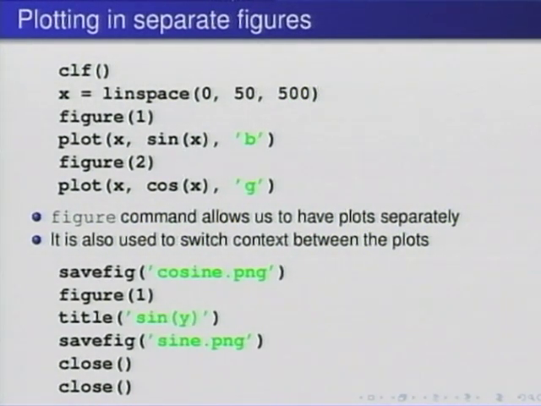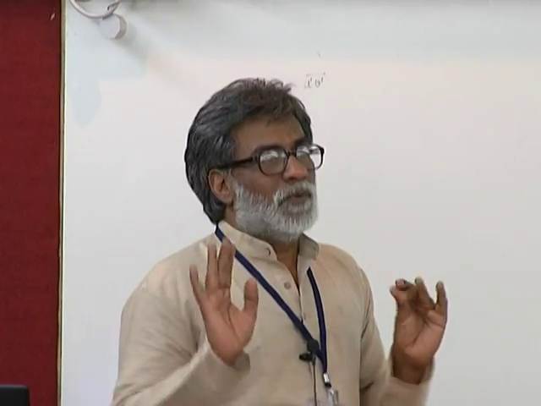Figure 2, from now on whatever I type, update drawing area 2 and so on. So you can switch from one to the other, give commands. Essentially it is setting the current workspace, if you want to think of it that way. So the figure command sets the current workspace. So figure 1 says here, figure 2 says there. Whatever command follows, figure command by itself does not do any output. It merely decides where the output of the next command is going to go.